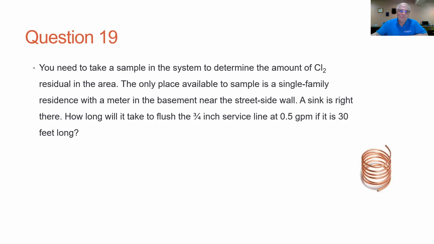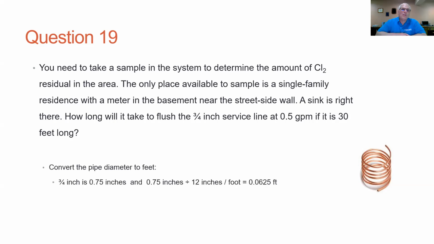How long is it going to take to flush a 3/4 inch service line at a 1/2 gallon per minute, which is what they suggest you flush at, if it's 30 feet long? Here's how I did this. I'm going to convert the pipe diameter to feet. 3/4 inch is 0.75 inches. And if you divide the 0.75 inches by 12, you'll get 0.0625 feet.